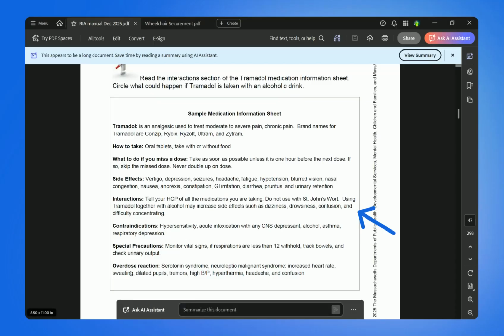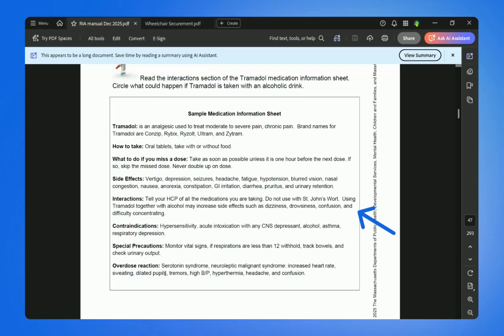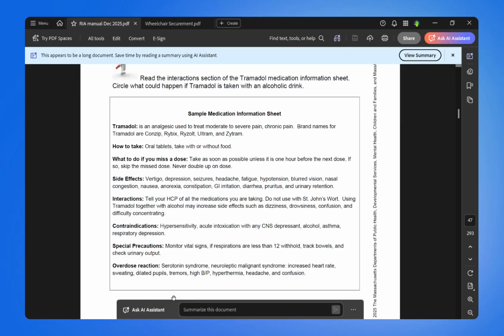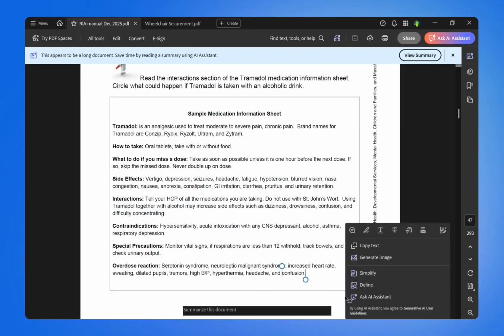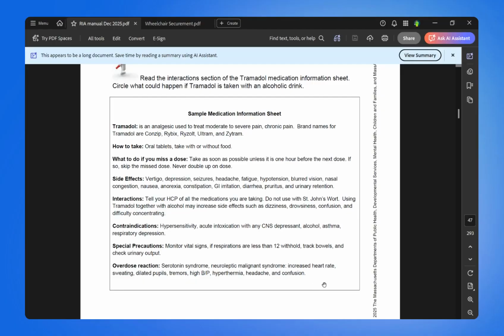And overdose reaction, this is very common actually with medications that can increase: serotonin syndrome, neuroleptic malignant syndrome, increased heart rate, sweating, dilated pupils, tremors, high blood pressure, hypothermia, headache, and confusion.